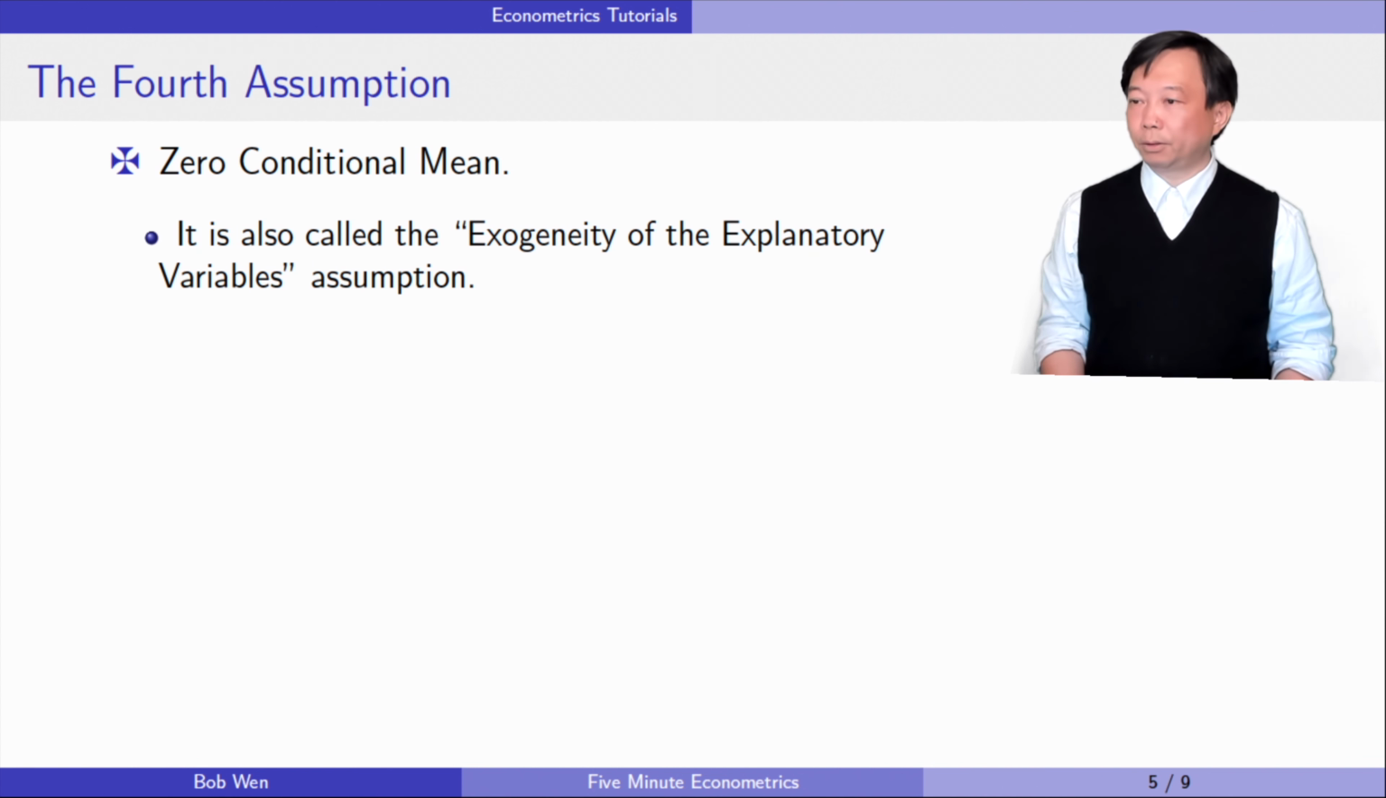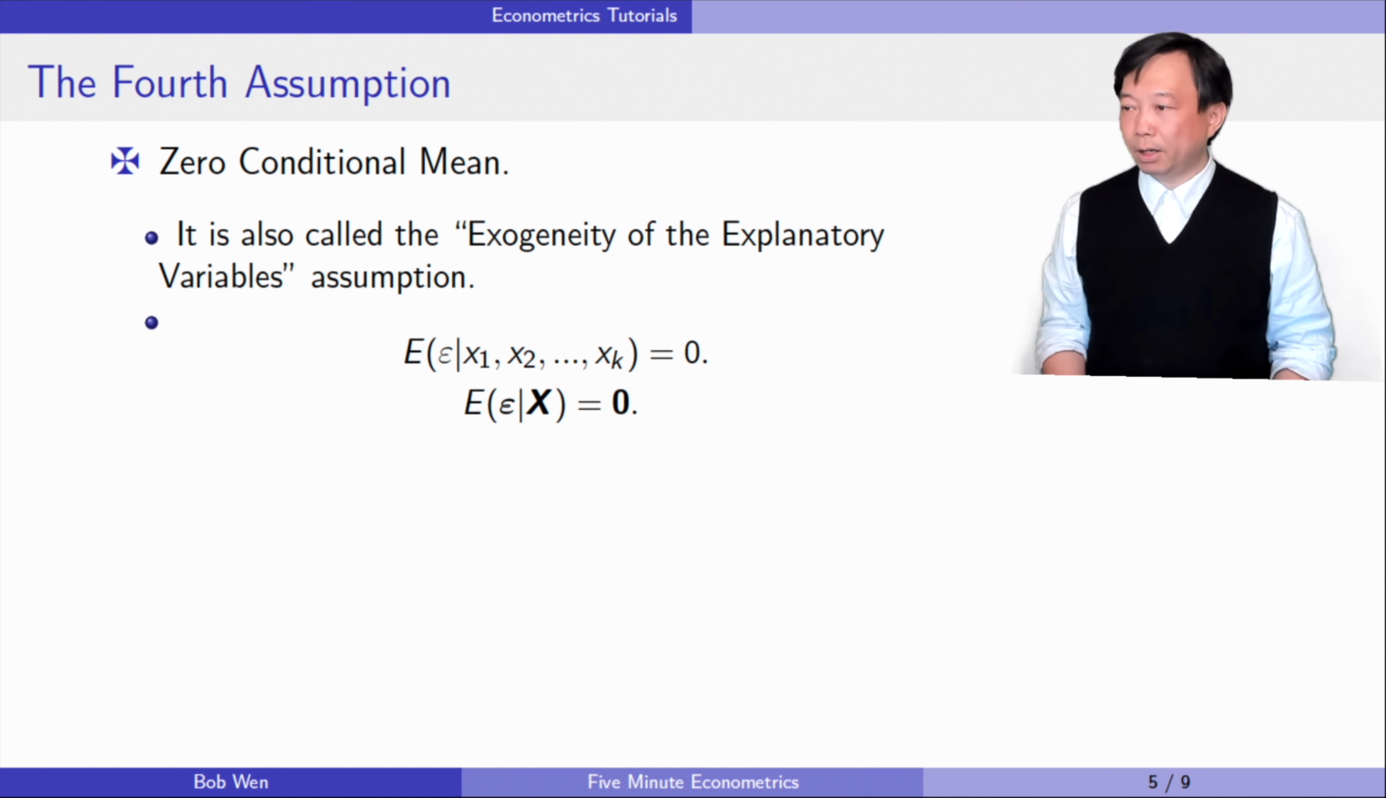The fourth assumption is the most crucial assumption. It is called the zero conditional mean assumption in Wooldridge's textbook and the exogeneity of the explanatory variables assumption in William Greene's textbook. The error term epsilon has an expected value of 0 given any values of the explanatory variables. It concerns the relationship between the explanatory variables X and the error term epsilon.